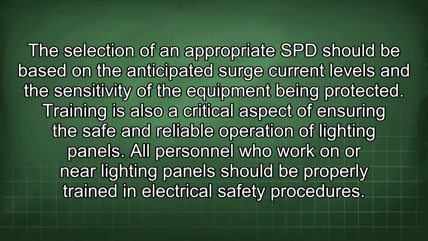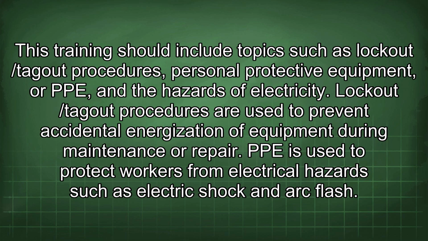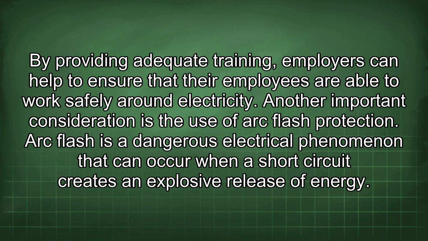Training is also a critical aspect of ensuring the safe and reliable operation of lighting panels. All personnel who work on or near lighting panels should be properly trained in electrical safety procedures. This training should include topics such as lockout/tagout procedures, personal protective equipment, or PPE, and the hazards of electricity. Lockout/tagout procedures are used to prevent accidental energization of equipment during maintenance or repair. PPE is used to protect workers from electrical hazards such as electric shock and arc flash. By providing adequate training, employers can help to ensure that their employees are able to work safely around electricity.